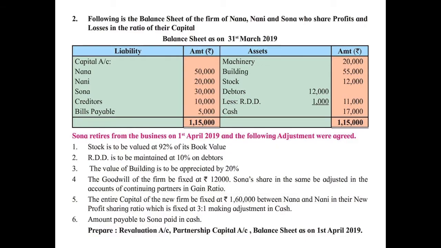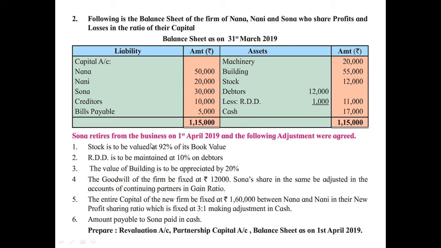Students, today we are going to solve the second illustration. First I will read the question. Following is the balance sheet of the firm of Nana, Nani and Sona, who share profits and losses in the ratio of their capital. Balance sheet as on 31st March 2019. Liabilities: capital accounts of Nana, Nani and Sona, creditors and bills payable. Assets: machinery, building, stock, debtors less RDD and cash.